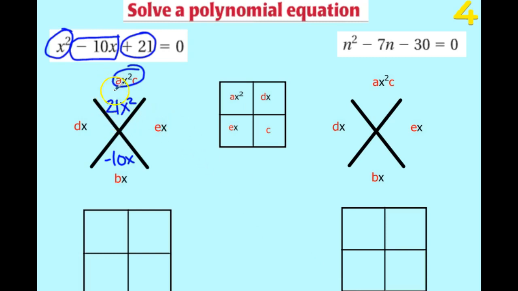So the only things that multiply to give us 21 are 1 and 21 and 3 and 7. So the only thing that's going to add up to 10, well, 3 and 7, if they're both negatives maybe? Because we need a negative 10x. A negative and a negative, that'll add to give us a negative 10. Will that multiply to give us 21x squared? Yes, it will. So we have a negative 3x and a negative 7x.